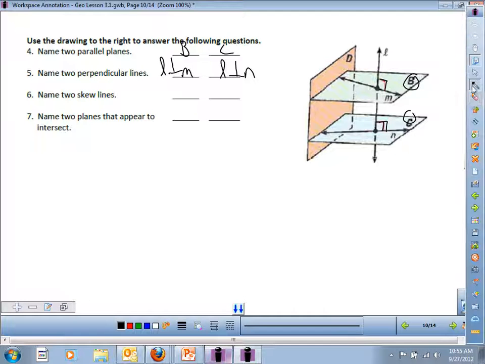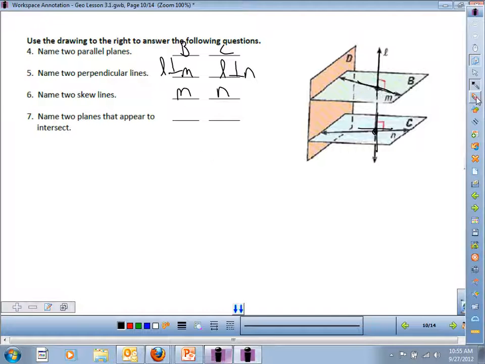Now let's name two skew lines. So now remember, skew lines are lines that are not going to lie in the same plane and don't intersect. So it can't be L and M because they intersect. It can't be L and N because they intersect. So my two skew lines are going to be M and N. Even though he's a bad rapper, he's the answer here.